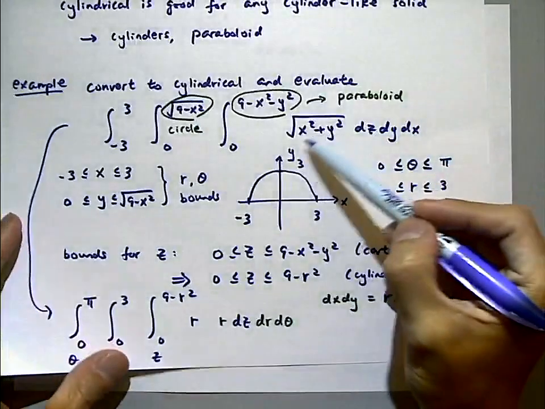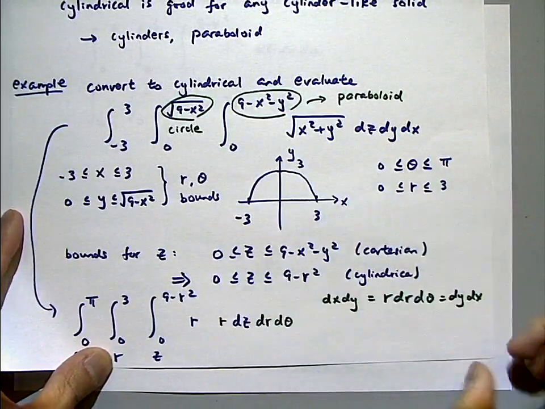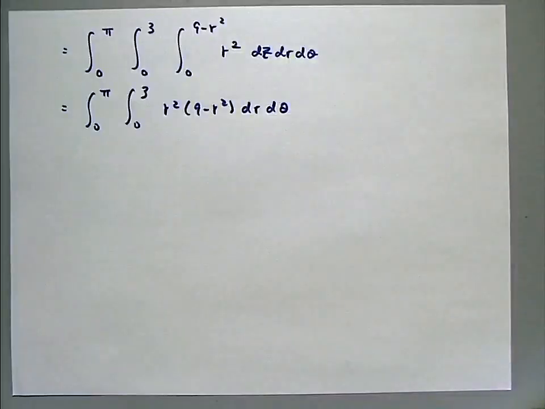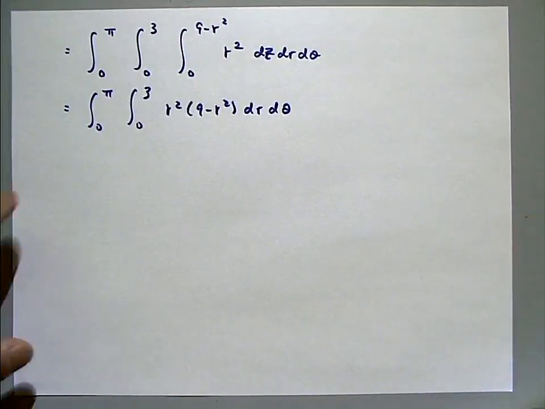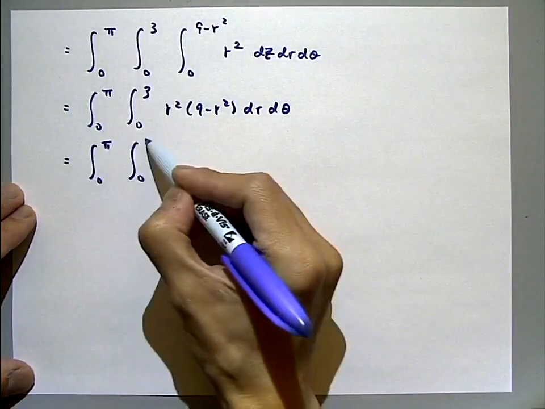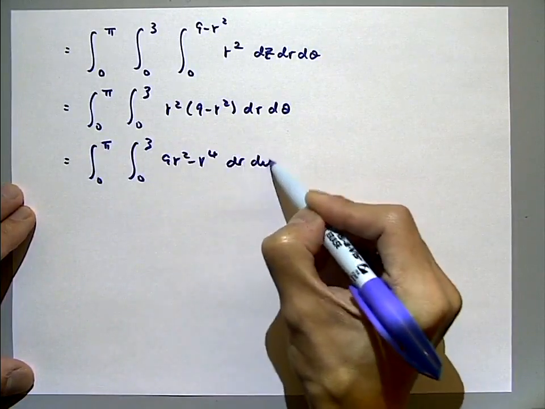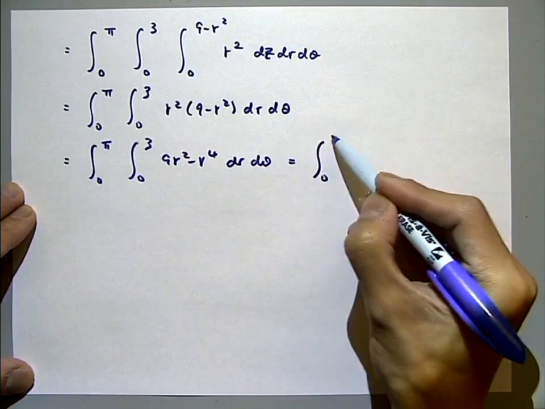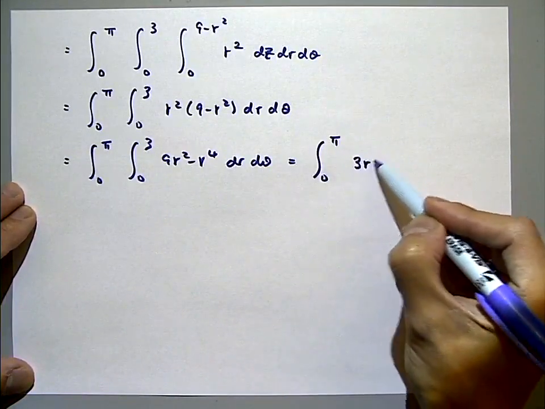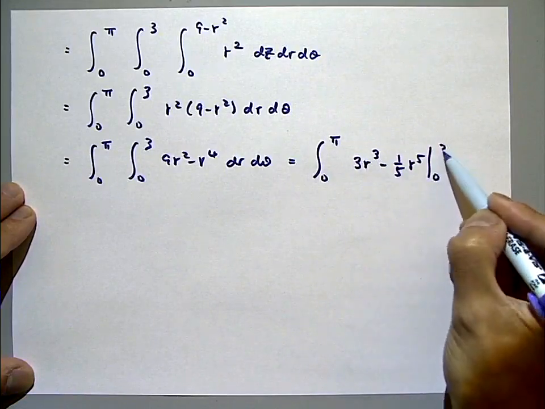But the square root of r squared is r, right? So we gain another r. So in the end, we get r squared, but we do have an extra r coming from the dV. Zero to pi, 0 to 3, 9r squared minus r to the fourth, dr d theta. This is easy. 0 to pi, 3r cubed minus 1 over 5 r to the fifth, 0 to 3, d theta.